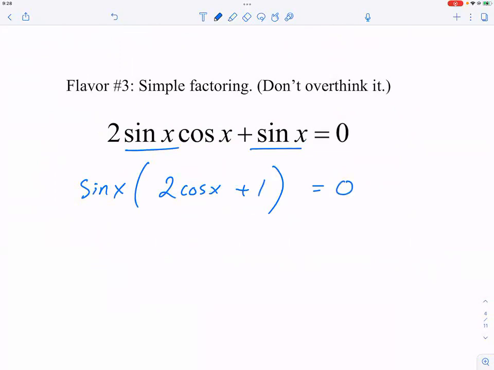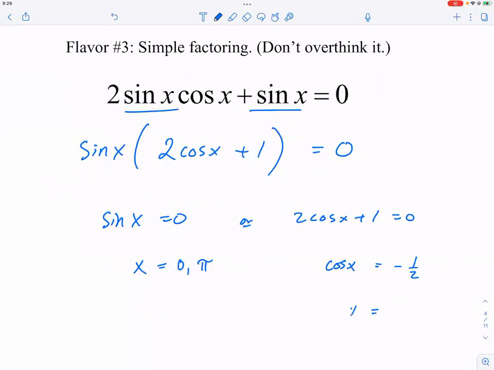I'm not saying you cannot change 2 sine x cosine x to sine of 2x. You could, but then it just doesn't get you anywhere further. So you have sine x equals 0, or 2 cosine x plus 1 is equal to 0. So sine x equal to 0, x is 0 and pi. 2 cosine x plus 1 is equal to 0. That means cosine x is equal to -1/2.